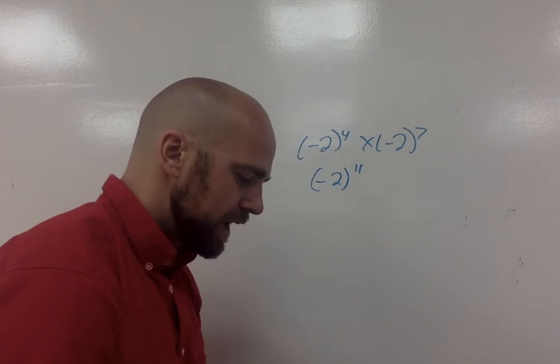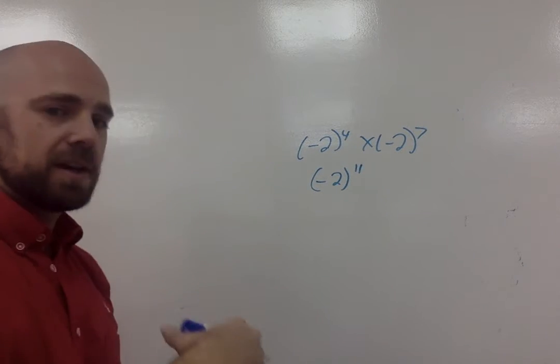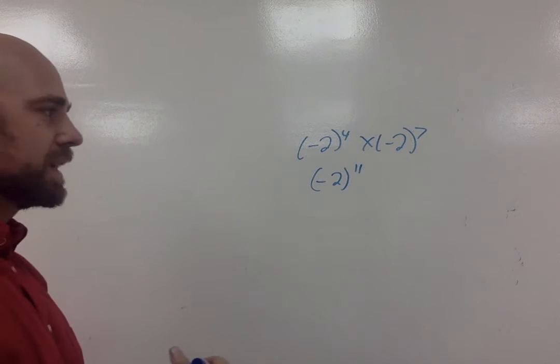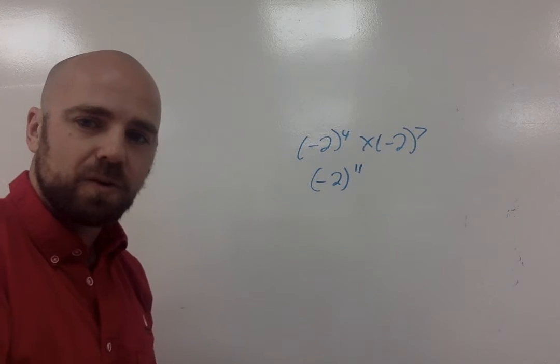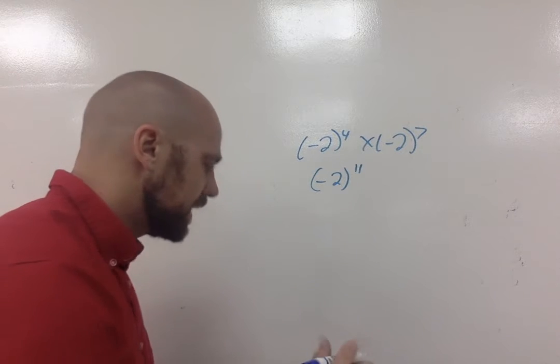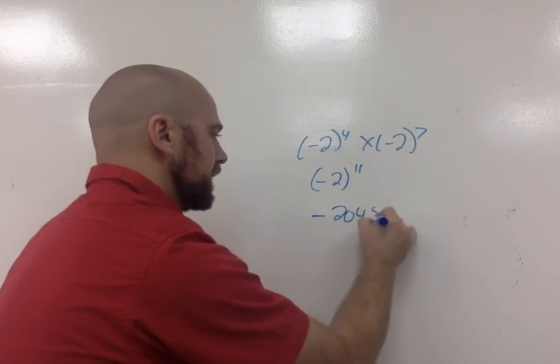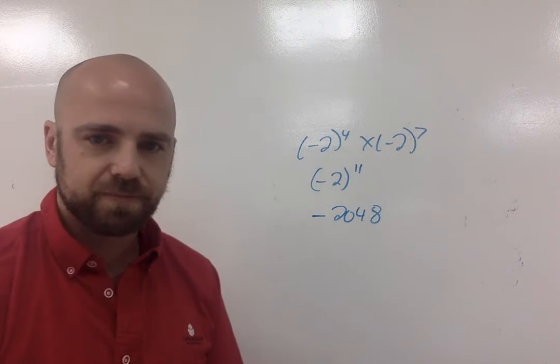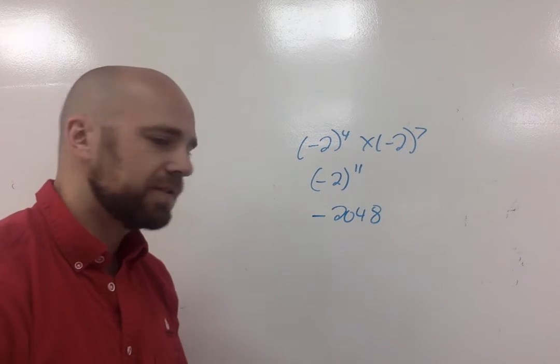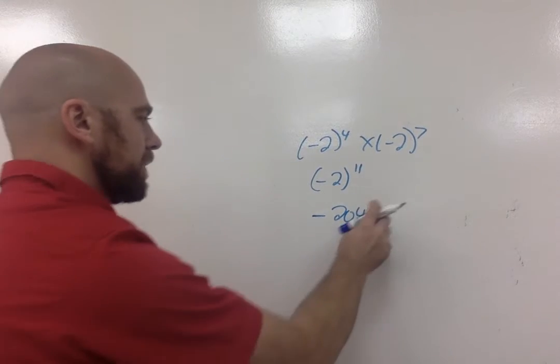Okay. So when we actually go through and do that 11 times, so negative 2 times negative 2 times negative 2 times negative 2, pause it if you want to calculate what that is, you're going to end up getting negative 2,048 becomes your answer. Okay, negative 2,048. All right, the next one.